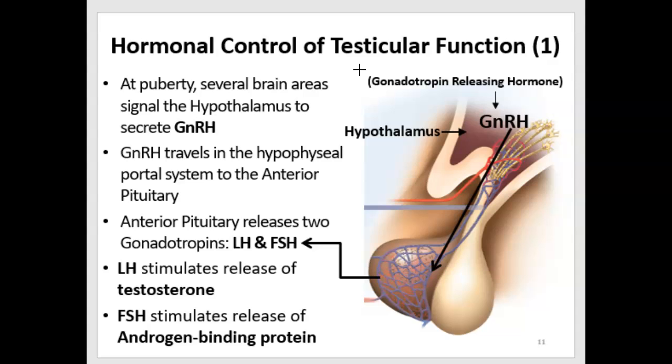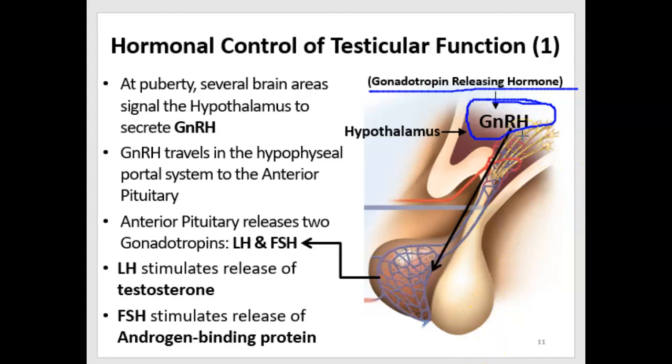At puberty, there are several areas in the developing brain, because if you recall from psychology, the brain isn't completely developed until at least age 26. But there are several areas in the brain that begin signaling the hypothalamus. And in response, the hypothalamus makes gonadotropin-releasing hormone, GnRH. And here's the hypothalamus region.